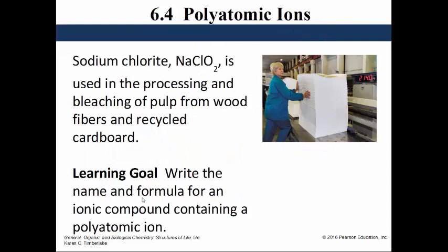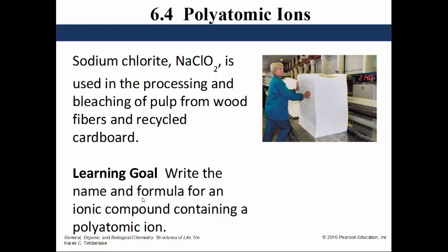Alright, now we'll move on to polyatomic ions. Now poly means more than one, so these are going to be ions that have more than one atom. As an example that's given here first, sodium chlorite, NaClO2. This is used in bleaching of pulp from wood, and also used to recycle cardboard.